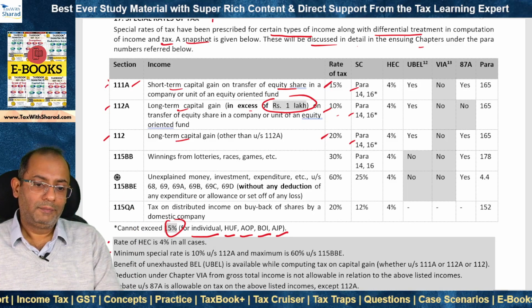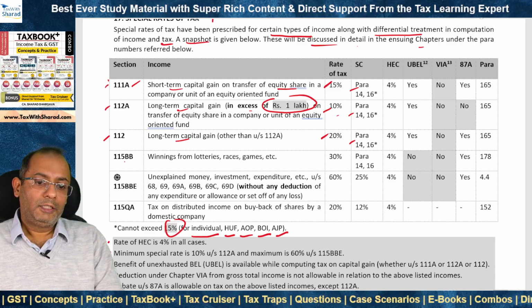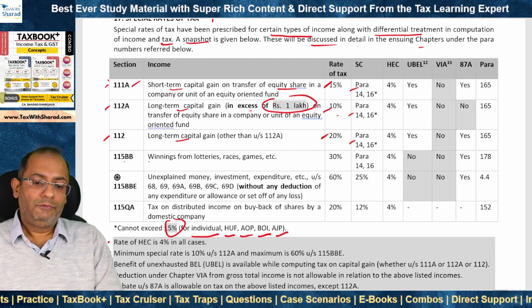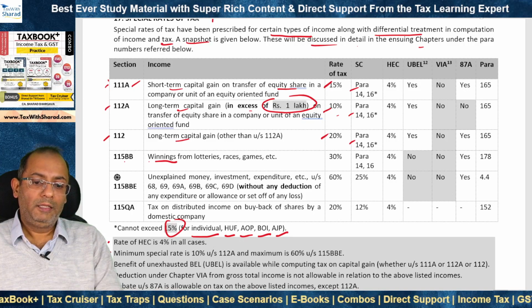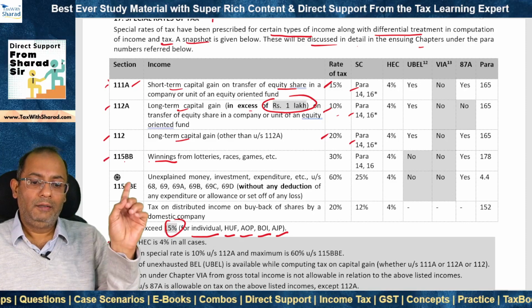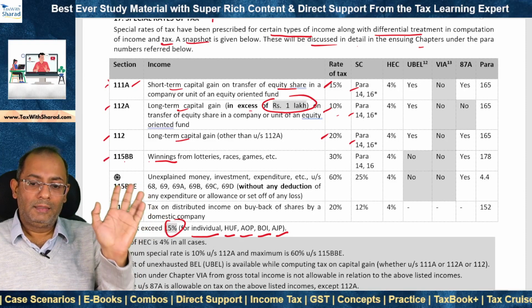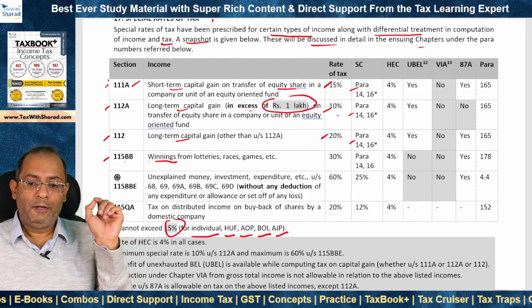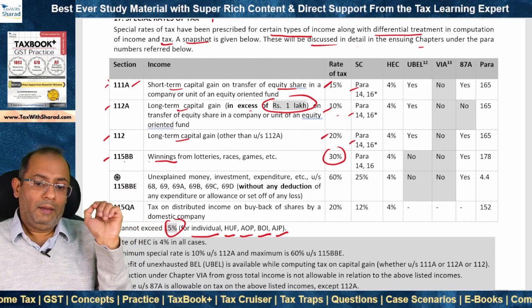Cess is 4%. There is a special rate if the income is in the nature of winnings from lotteries, races, games, etc. And the relevant section is section 115BB. In case of such income, a flat rate of 30% is applicable.